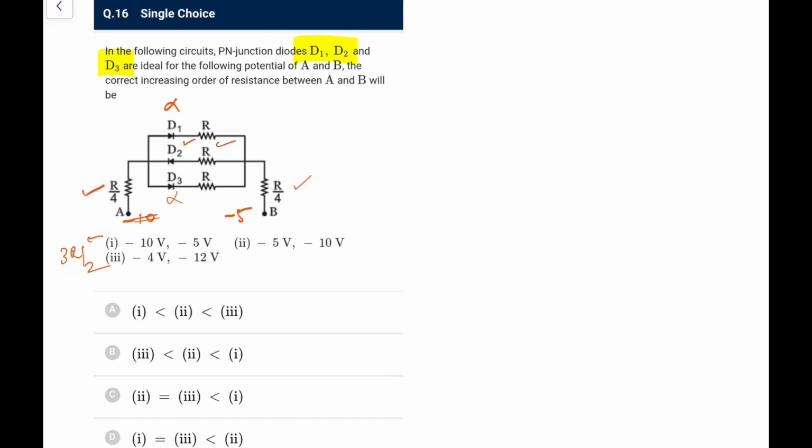Now, minus 5 and 10, reverse it. So minus 5 and minus 10, it will work, it won't work, it will work.